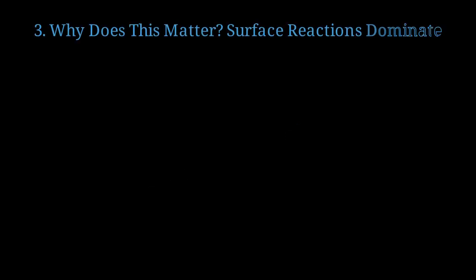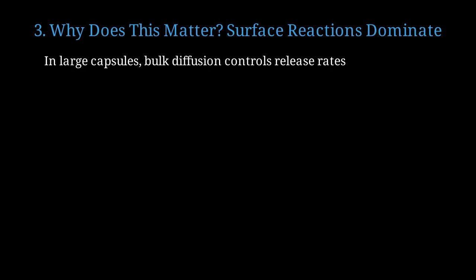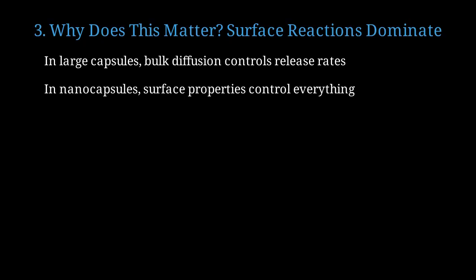So why does this huge surface-to-volume ratio change everything? Because surface reactions now dominate the behavior. In large capsules, the release of contents is controlled by bulk diffusion through the interior volume. But in nanocapsules, the surface properties control everything: binding, unbinding, and transport across the membrane.